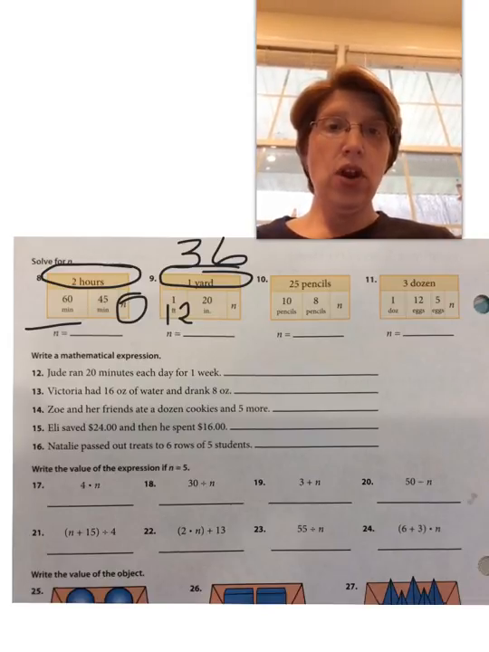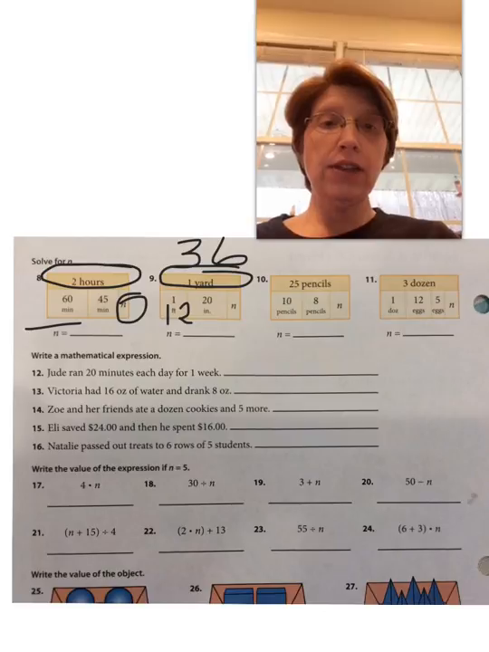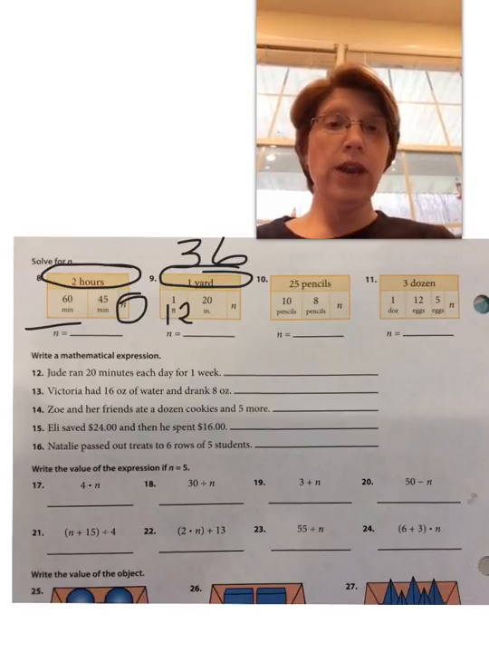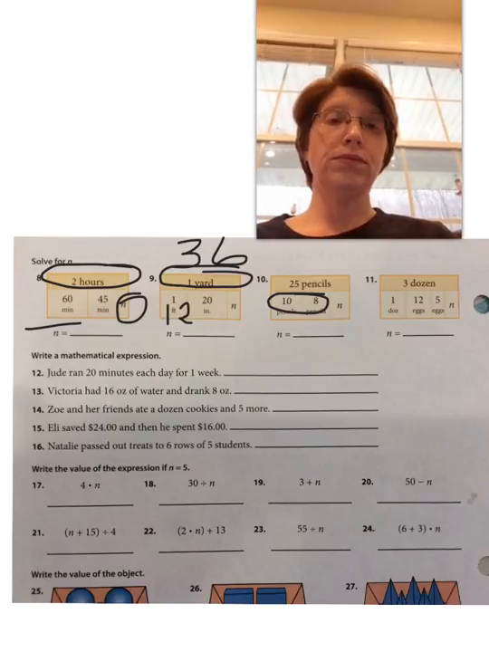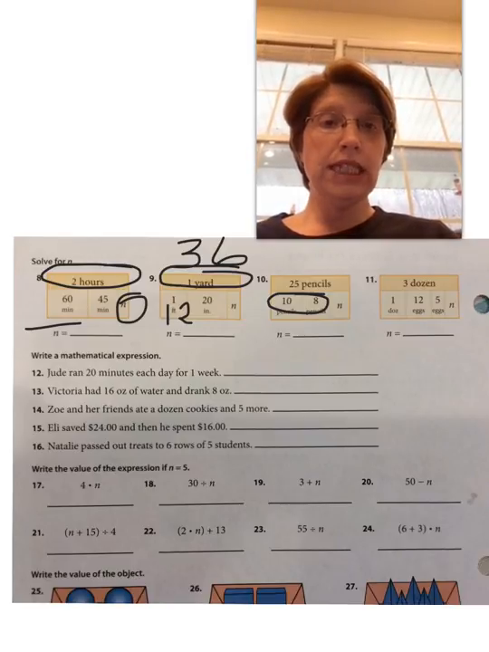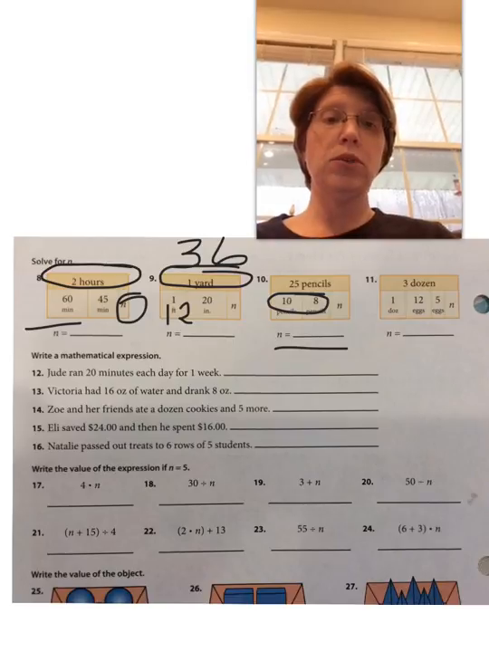Okay, now on number 10, we have a total of 25 pencils. We have 10, we have 8. So we add those two together. We have 18. What's our missing part? You do 25 minus 18 and you'll find your missing number.